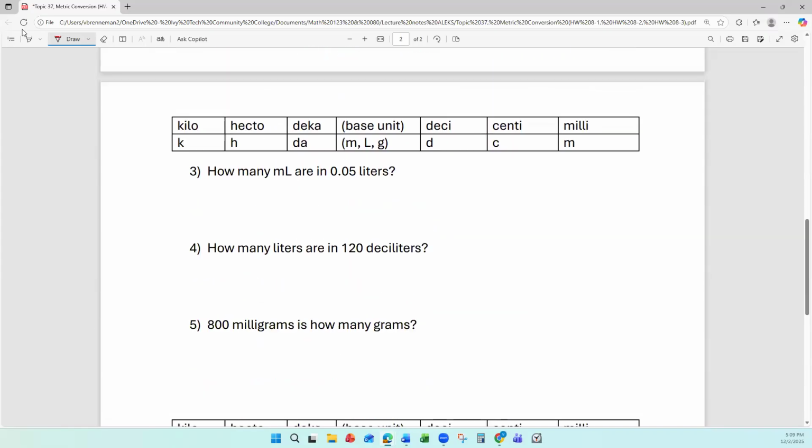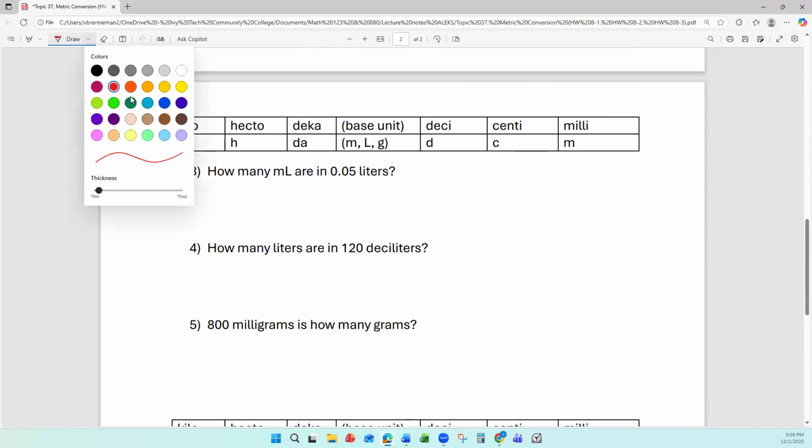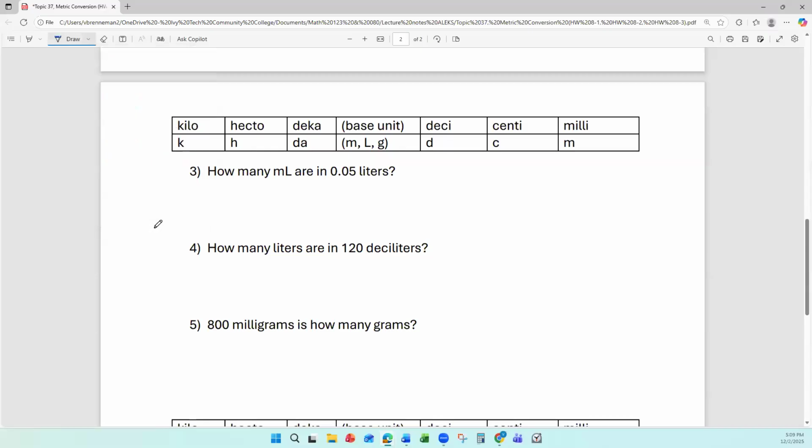Okay, number 3, we have 0.05 liters and wanting milliliters, the M prefix. So we're going from the base unit. We have liters. That's 1, 2, 3 to the right. So taking that decimal point, moving it 1, 2, 3 to the right, filling in with a 0, dropping the zeros at the beginning. So that would be 50 milliliters.